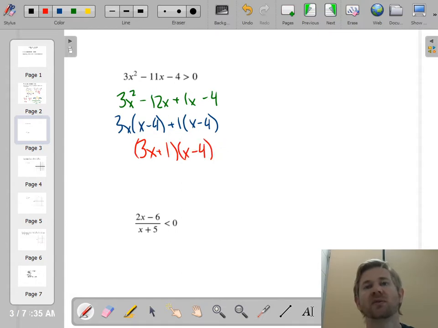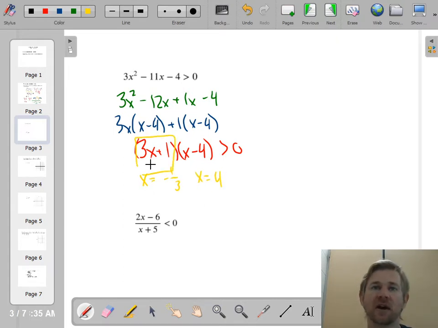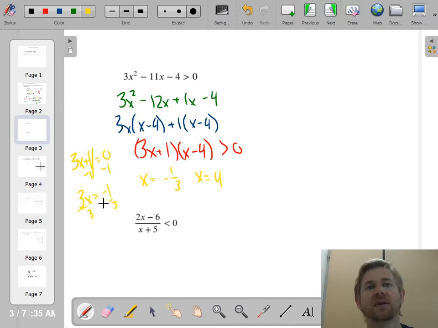And I want to know where this is greater than 0. So first I find my zeros at negative 1/3 and positive 4. If you're not sure how I'm getting that, write yourself a little mini equation. When does this factor equal 0? When you subtract 1 and then divide by 3, you get negative 1/3. Do that a few times, you'll be able to do it in your head.